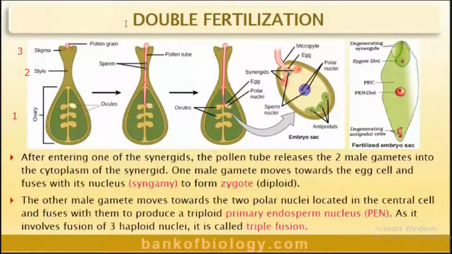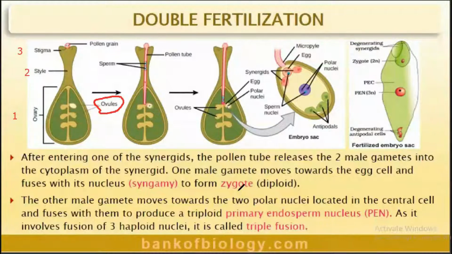Now we are going to study about double fertilization. We have to concentrate on this particular area, the ovary. Inside the ovary, we can see the ovule. From the ovule, how the embryo sac development takes place, that we have studied. Then we have studied about the polar nuclei as well as the female gamete. So the fertilization that takes place inside the embryo sac in angiosperms is double fertilization.